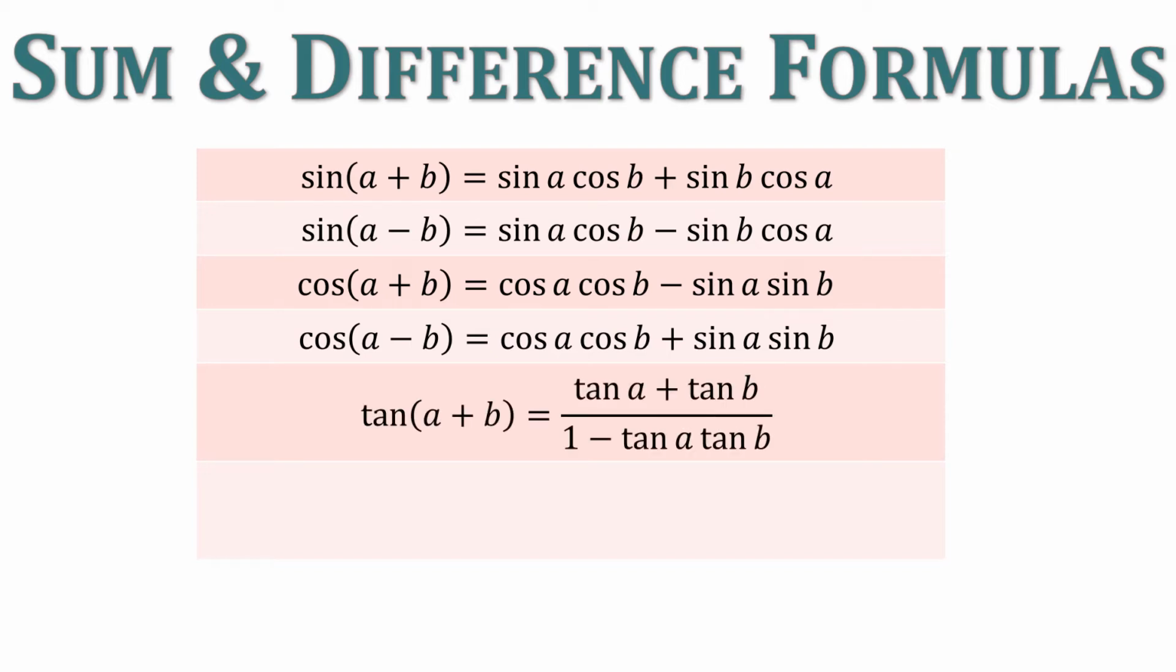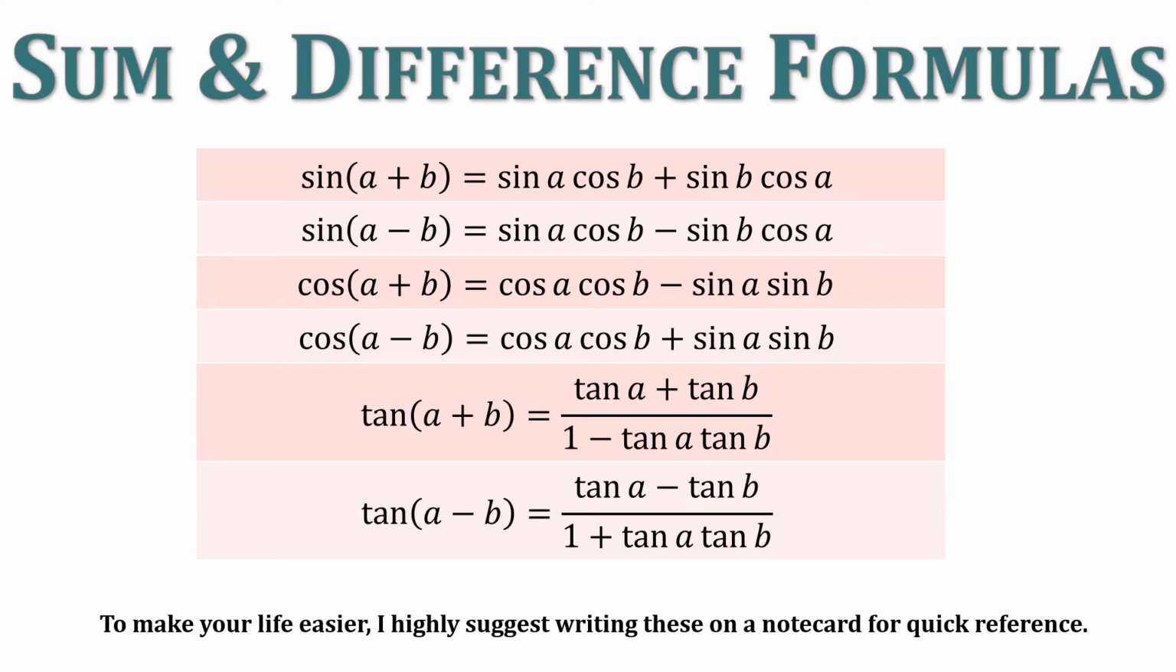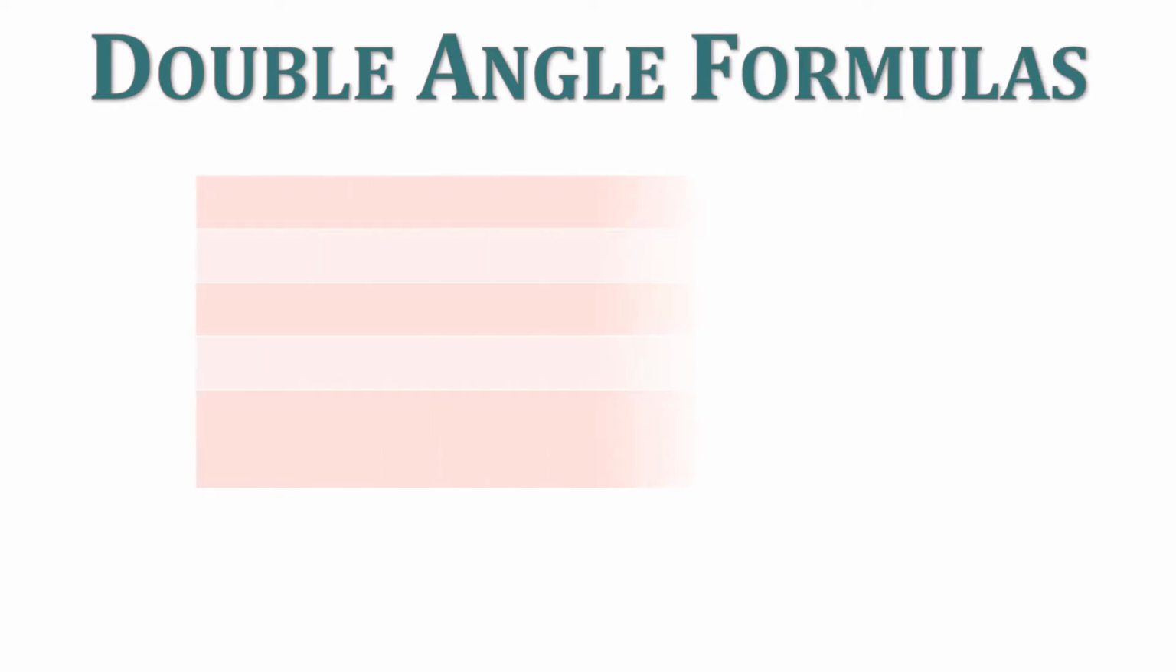Tangent of A plus B is tangent of A plus tangent of B all over 1 minus tangent of A times tangent of B. And tangent of A minus B is the same thing except the operations are swapped. Make sure that you have these written down on a note card as well because you will need these. Now, this lesson is about double angle formulas.